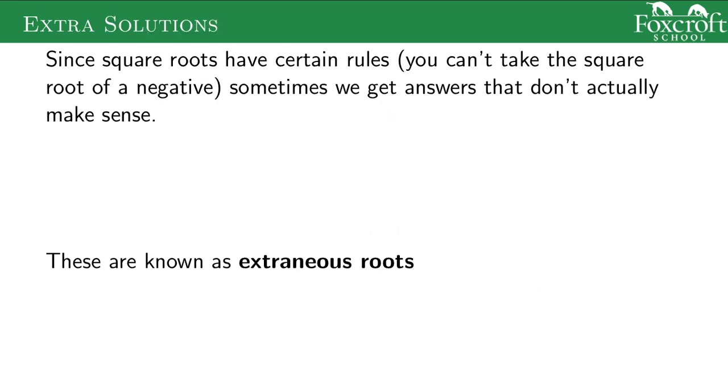These are called extraneous roots. Extra, as in there are extra solutions that you get. Again, you didn't do anything wrong. It's just that the process of squaring an equation sometimes creates these extra answers that aren't actually true for the original problem. So whenever you're working with square roots, you have to check for extraneous solutions.